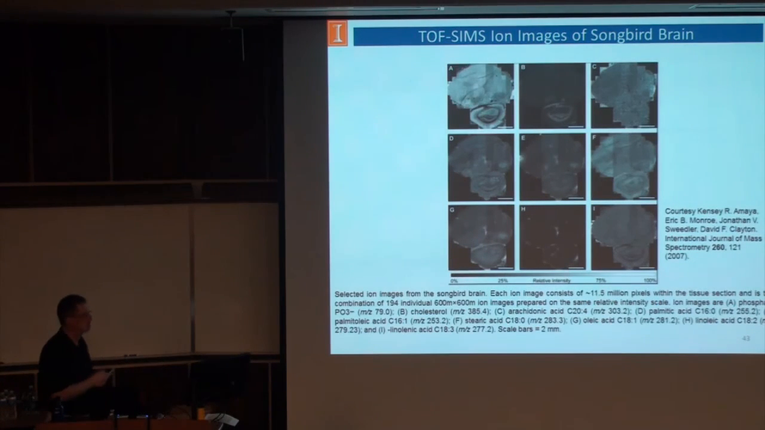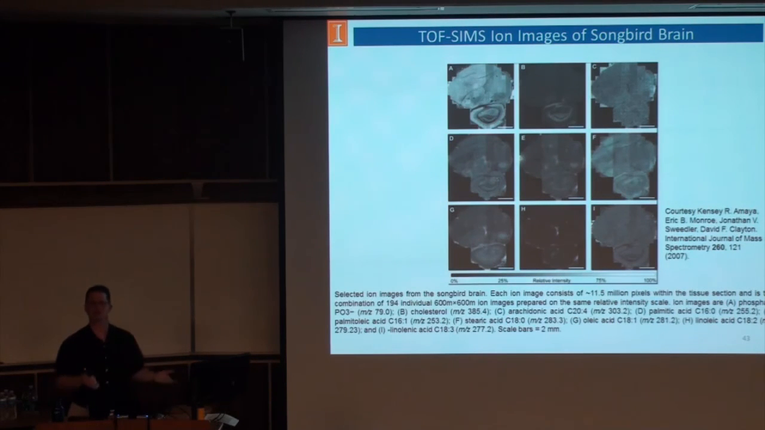Kenzie Amaya, working from the Clayton group, was doing work on songbird brains, tissue slices from them. They wanted to see what's the difference: if you put a baby male bird, in this case a zebra finch, in with other birds, it will learn to sing. If you do not put it with other birds, it will never learn to sing. And so they wanted to know what kind of changes occur in the brain. And they showed that there's a localization of certain fatty acids in the RA and HVC sections of the brain.